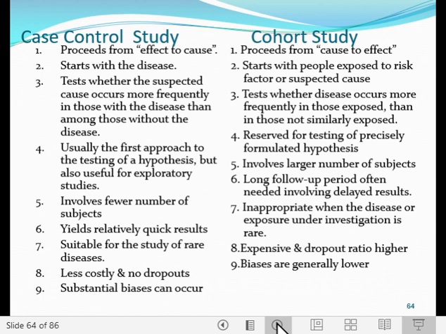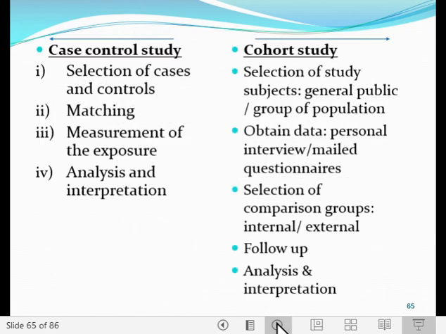Case control study is suitable for study of rare diseases, while cohort study is inappropriate when the disease or exposure under investigation is rare. Case control study is less costly and has no dropouts, while cohort study is expensive and dropout ratios are higher. People might leave the study because of migration, or they might die, or they might shift to another place, or they might become uncooperative. In case control study, substantial biases can occur, while in cohort study the biases are generally lower.